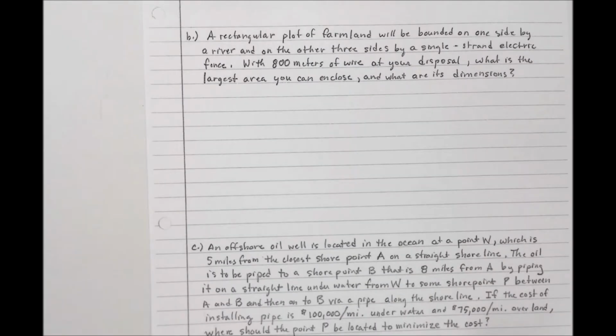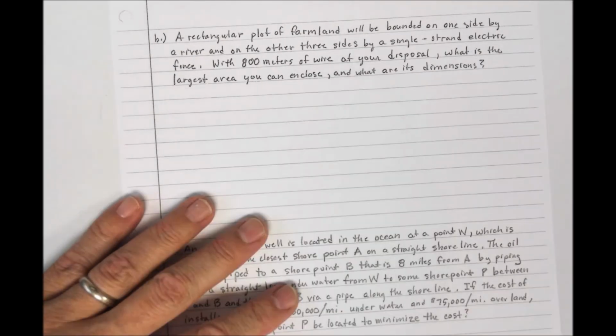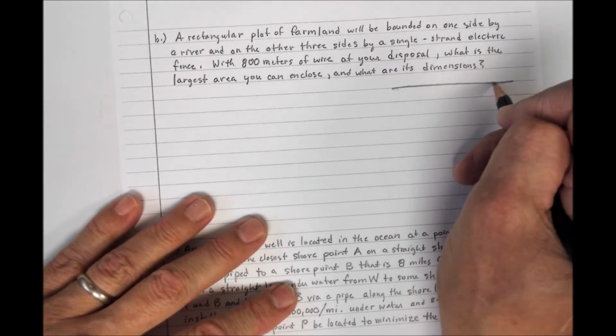Here we go. It says a rectangular plot of farmland will be bounded on one side by a river and on the other 3 sides by a single strand electric fence. With 800 meters of fence at your disposal, what is the largest area you can enclose and what are the dimensions? So in this case, we've got a river here. I don't have a blue colored pencil here, so I'm just going to put the side. This is the river.